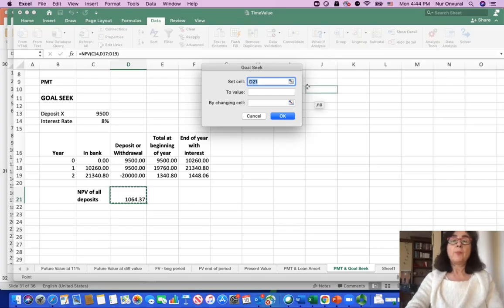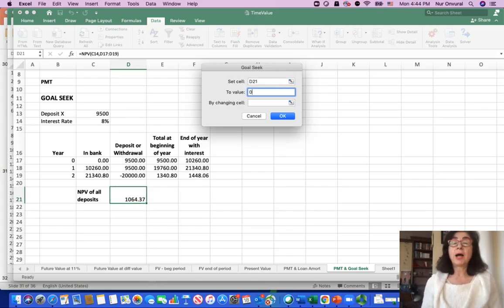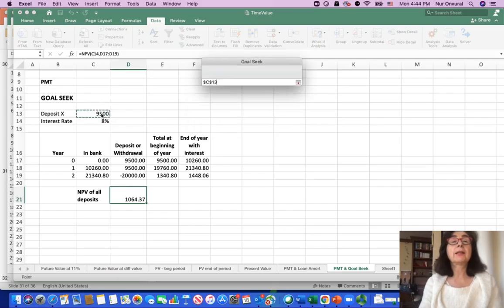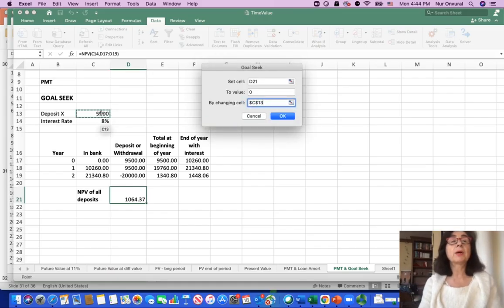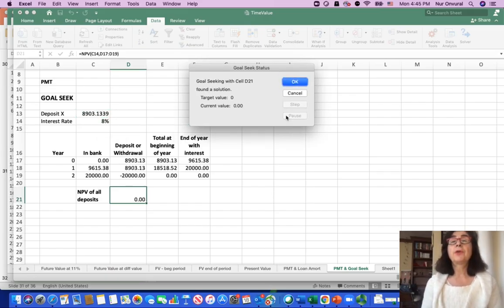And when that appears, we are going to set cell D21, which is the NPV of all deposits. I actually want this amount to be zero. I don't want any money left for Mario in the bank. And then to be able to do that, I'd like to figure out this cell, which is cell C13 in my case. And I want Excel to do the calculations and then figure out that amount for me.